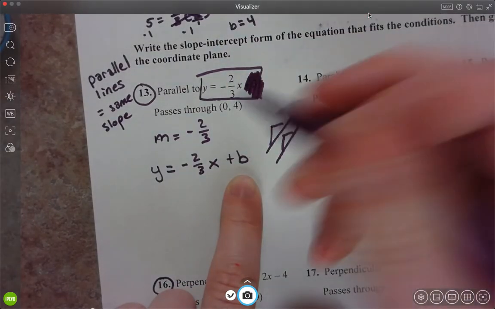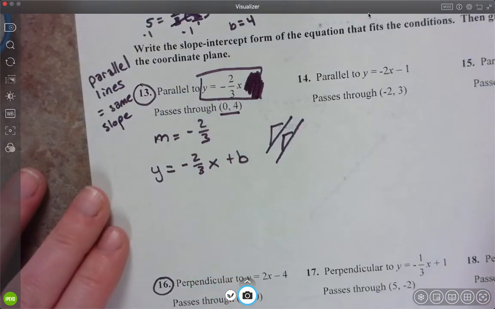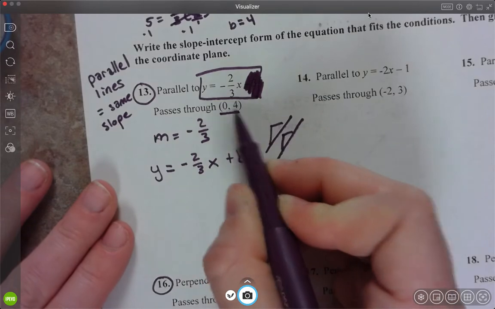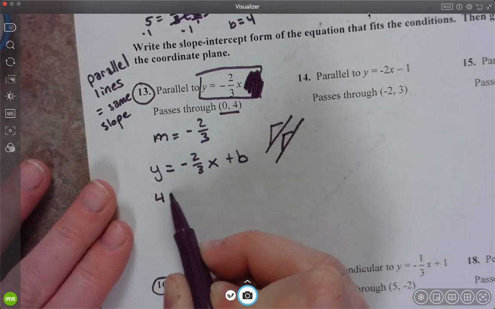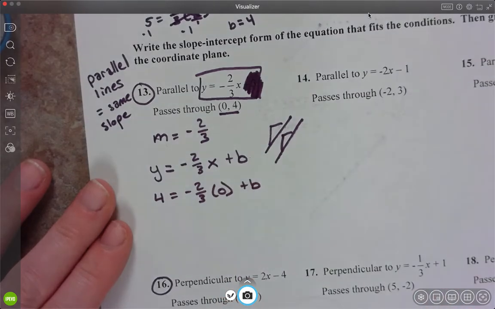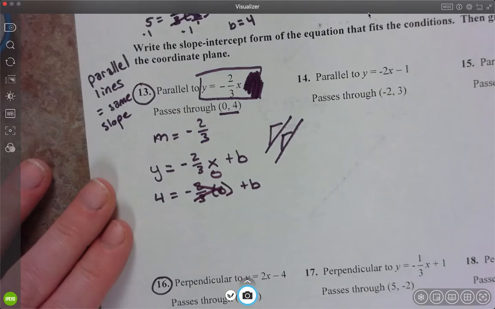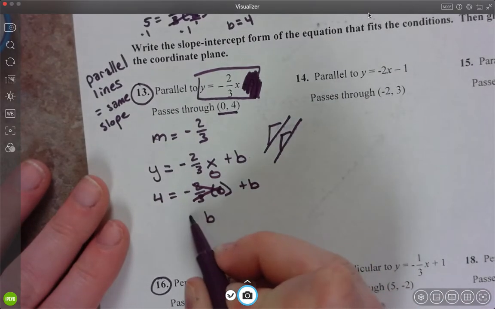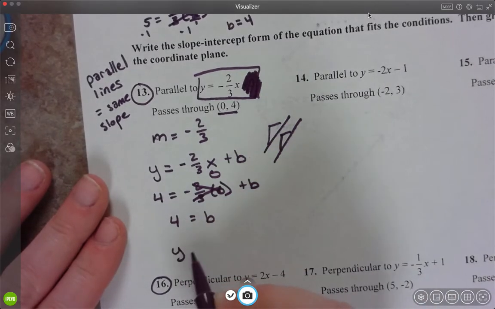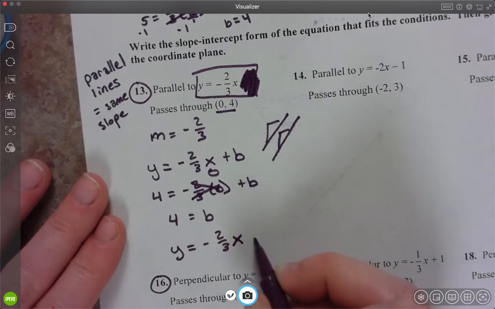So how do I figure out what this b is? I'm going to plug my points in, just like we did in the last 2 problems. So I plug 4 in for y, and 0 in for x, and that makes it really nice. Because what's negative 2/3 times 0? That goes away, it's 0. So b, in this case, is just going to be 4. And then I rewrite, and I say y equals negative 2/3 x plus 4, and there is my function.